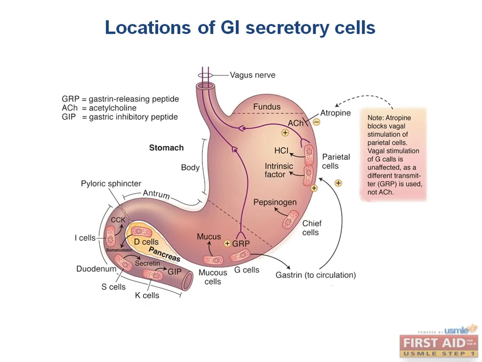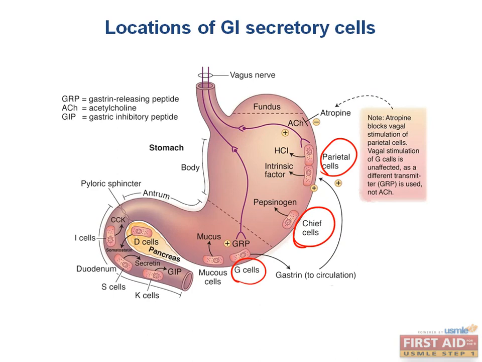Let's summarize what we've learned so far and put it all together. It might be helpful to go back over some of the things we've just talked about, but this is an excellent picture that provides a wonderful summary. Here you can see the parietal cells, chief cells, and G cells in the stomach. What does the parasympathetic signal coming down the vagus nerve activate? Yes, it activates parietal cells as well as G cells.